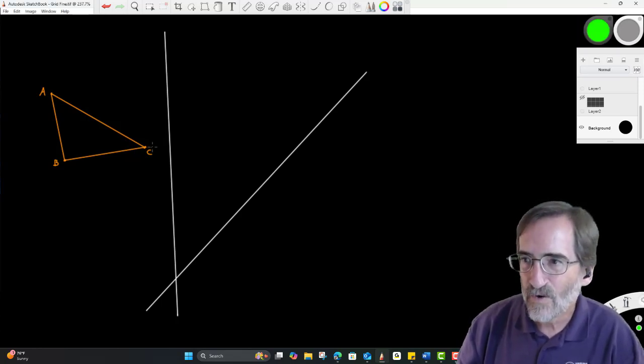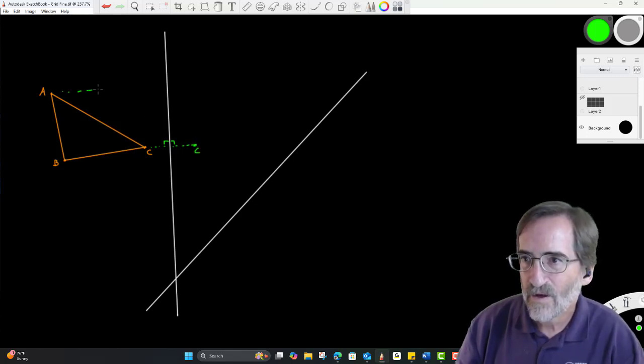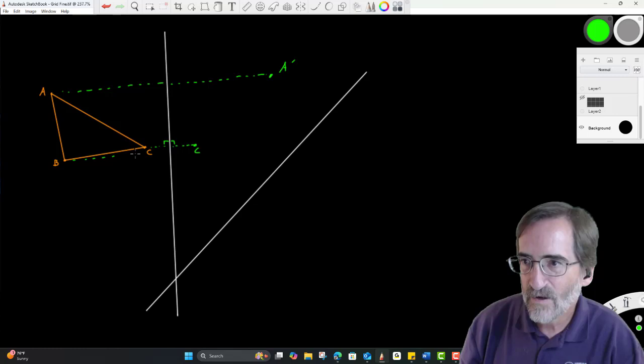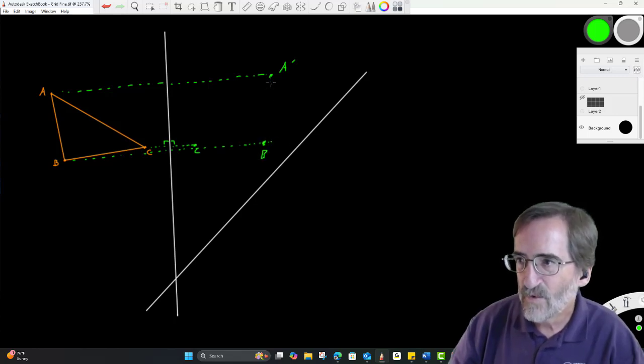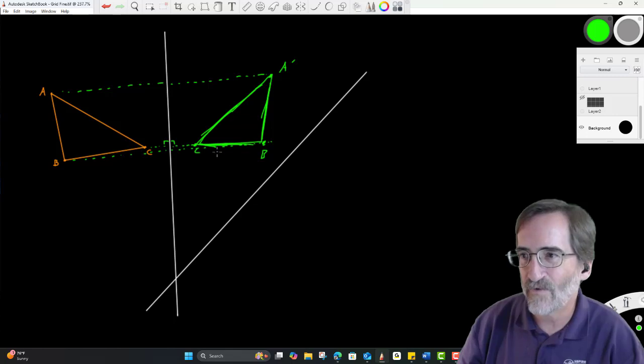But the reflection across the line is perpendicularly the same distance, so C prime, perpendicularly to the line, same distance, A prime, thereabouts, and B, something like this, B prime. Okay. And it's a rigid transformation, so we get another triangle that's congruent to the original. Note that I haven't drawn it very accurately.